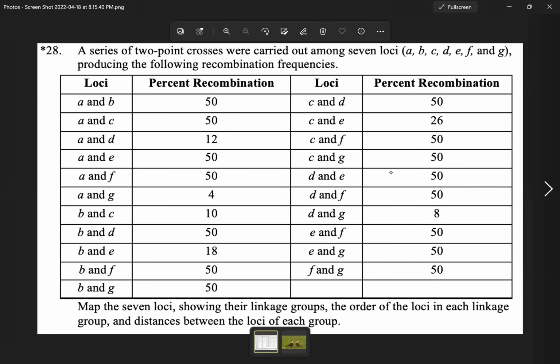Okay, this is a long question, but we can do it. So, a series of 2-point crosses were carried out among 7 loci, producing the following recombination frequencies.